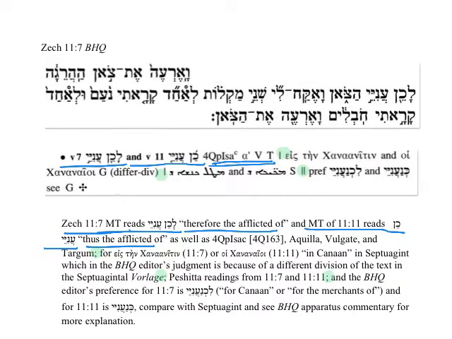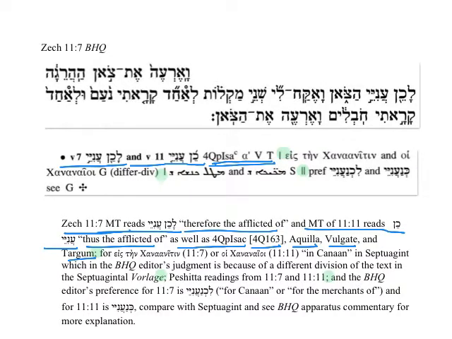So it's not just the Proto-MT version, but also we see the same division of words in 4Q Pesher Isaiah C, that is 4Q 163, that's one of the Dead Sea Scrolls. It's one of the sectarian scrolls. Also, Aquila, Vulgate, and the Targum. So there's several witnesses that agree then with the verse division, or the word division rather, of the MT for both verse 7 and verse 11.